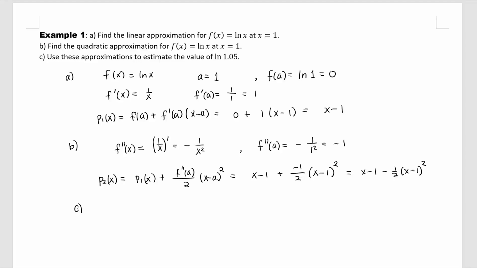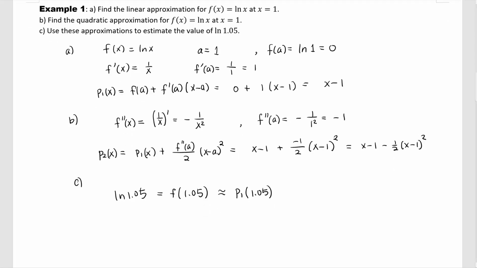Well, you can use the linear approximation and the quadratic approximation, because ln of 1.05 is f when you plug in x is 1.05. If we use the linear approximation, then it's approximated by P1 of 1.05. So what's P1 of 1.05? Well, P1 is x minus 1, so P1 of 1.05 is 1.05 minus 1, which is 0.05. So far, so good, everybody?